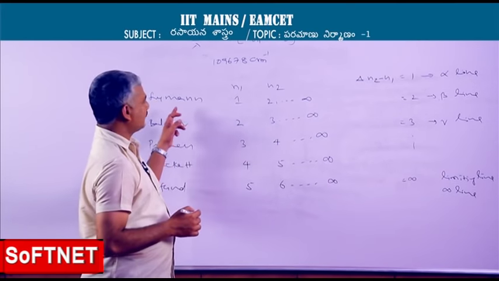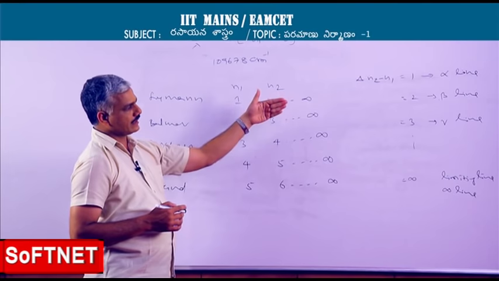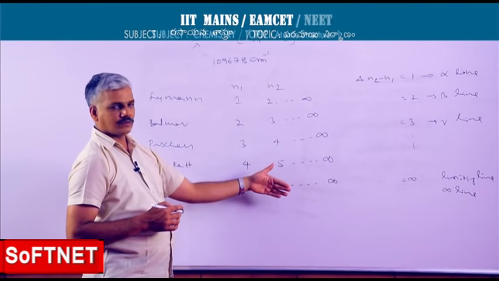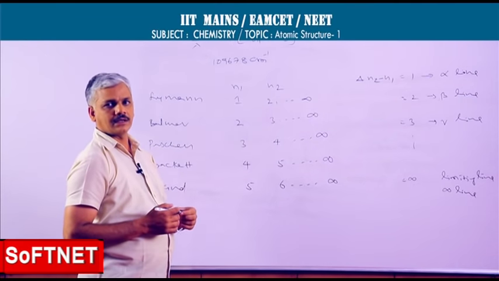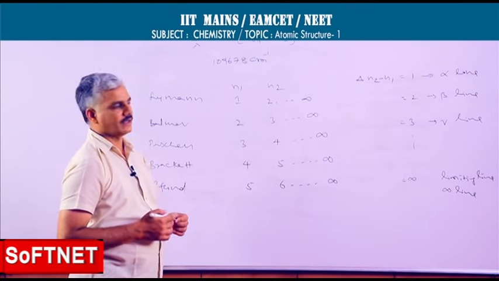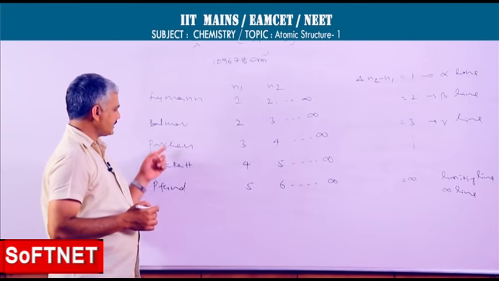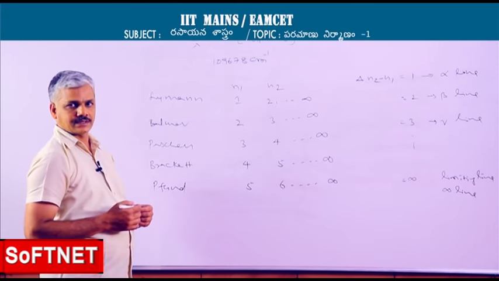So, in the Lyman series, you can name the spectral lines as first line, second line, third line, up to the infinite line, or you can make use of the Greek alphabets alpha, beta, gamma, etc. up to infinity. Similarly, in the Balmer series, Paschen series, Brackett series, and Pfund series.